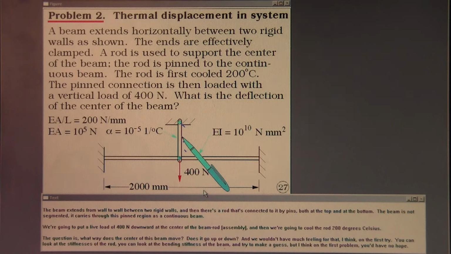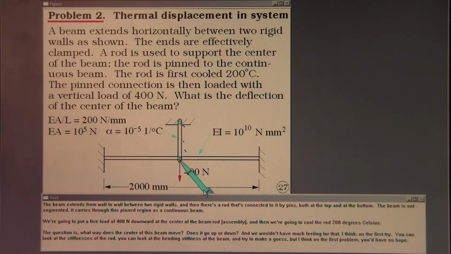And the question is, what way does the center of this beam move? Does it go up or down? And we wouldn't have much feeling for that, I think, on the first try. You can look at the stiffnesses of the rod, you can look at the bending stiffness of the beam and try to make a guess, but I think on the first problem you'd have no hope.